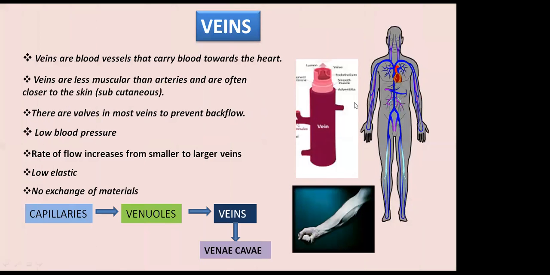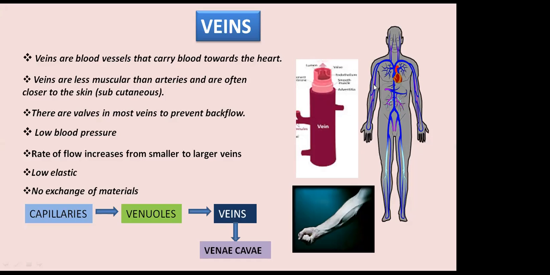Next, coming to veins. In this image, you can observe these blue colored structures which are extending throughout the body. Just now I told you arteries are the blood vessels which carry blood away from the heart. Then what are veins? Veins are the blood vessels which carry blood towards the heart. Means these are the collecting vessels.